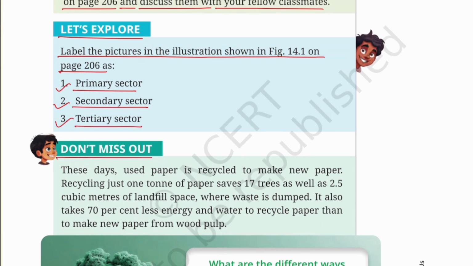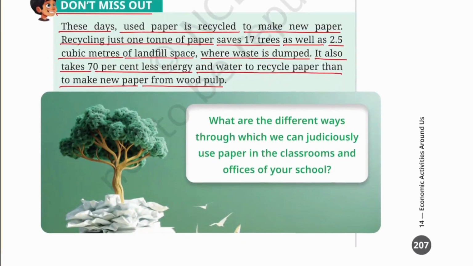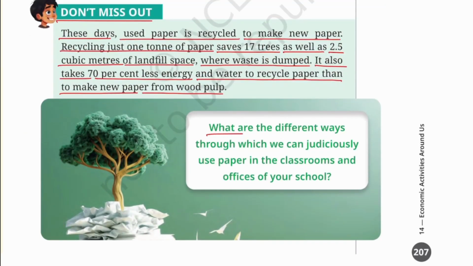Don't miss out. These days, used paper is recycled to make new paper. Recycling just 1 ton of paper saves 17 trees as well as 2.5 cubic meters of landfill space where waste is dumped. It also takes 70% less energy and water to recycle paper than to make new paper from wood pulp. What are the different ways through which we can judiciously use paper in the classrooms and offices of your school?